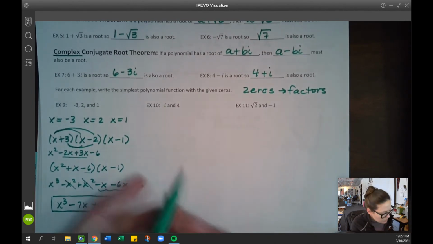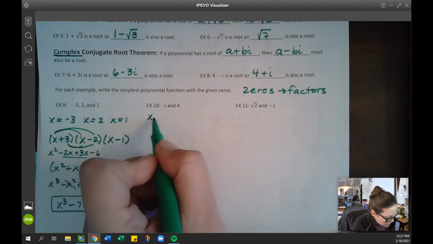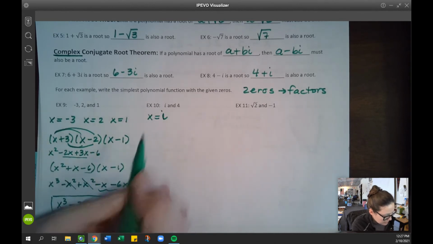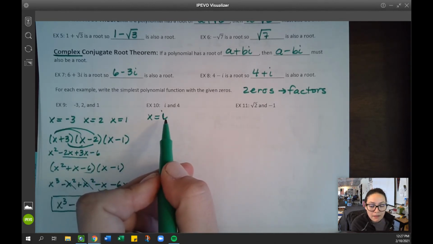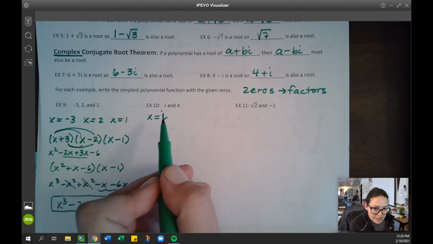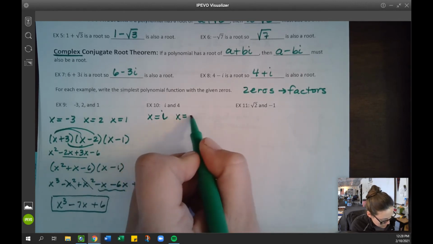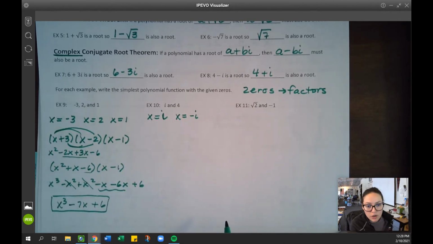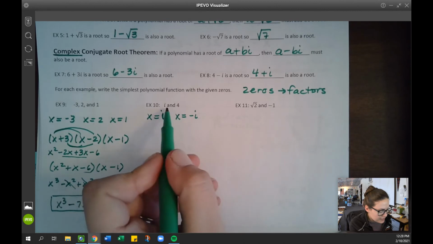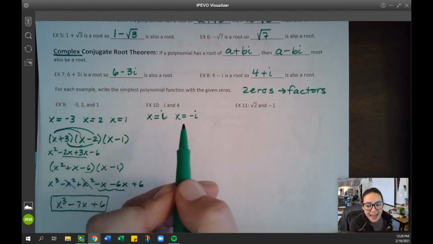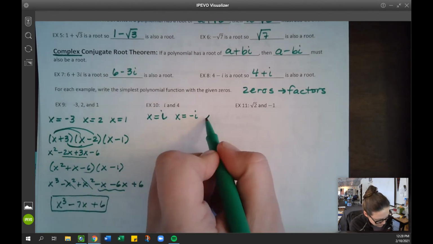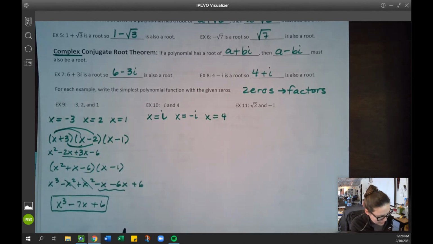Well, in example 10, we are told that x equals i is a root. Now, they don't tell us this, but you have to know that if i is a root, x equals negative i is also a root, because the imaginary roots have to come in pairs. So even though it doesn't list negative i, it has to be on the list. And then we also have x equals 4.